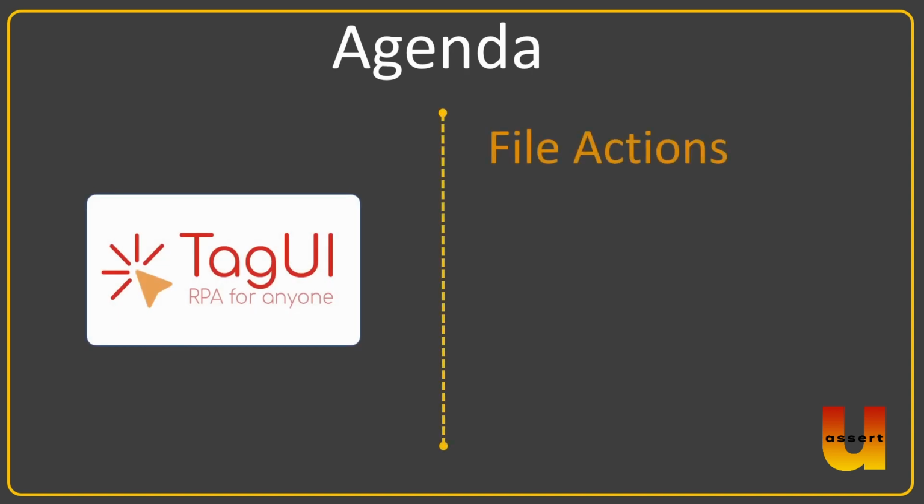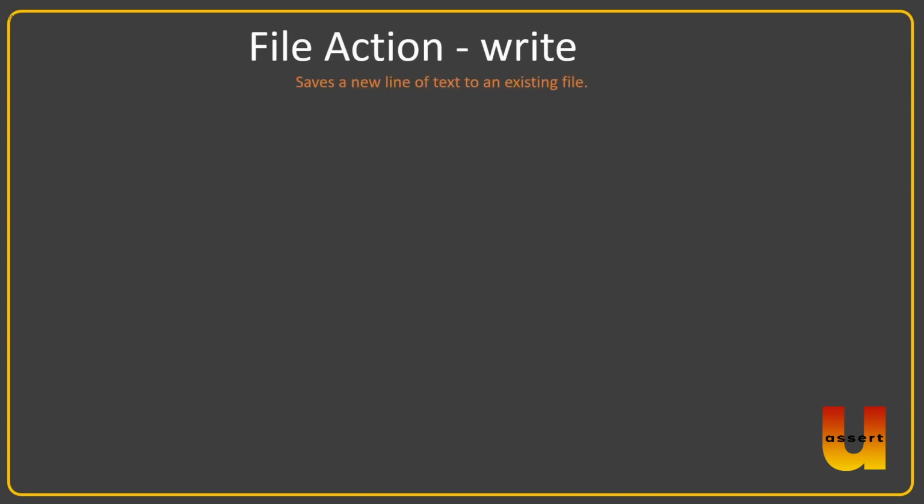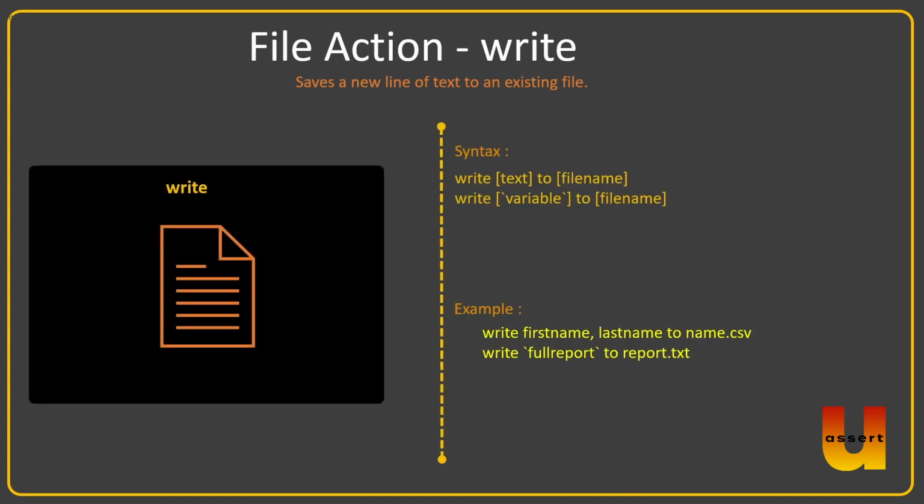In this session, we're going to see file action. As part of file action, we're going to see a method called write. So write saves a new line of text into an existing file. If the file does not exist, it will create a file. And it's very useful for creating logs or reports.